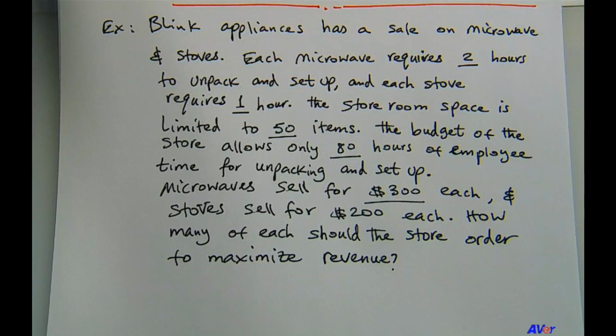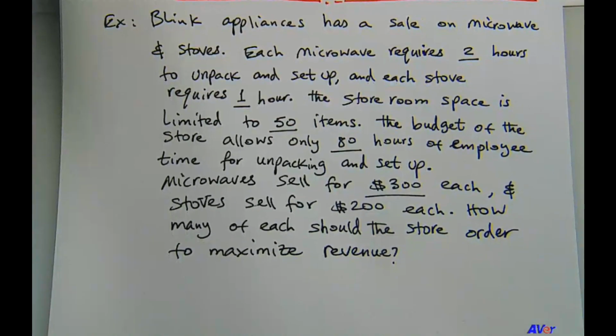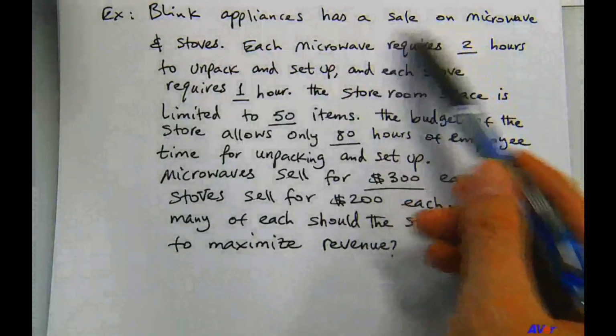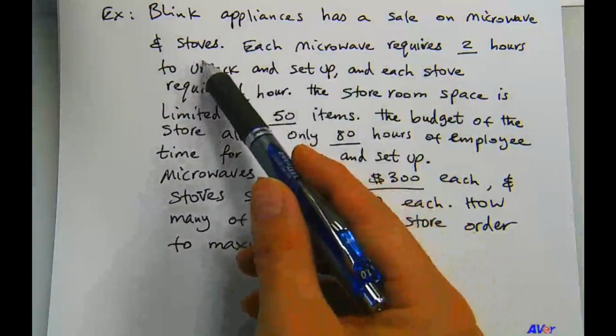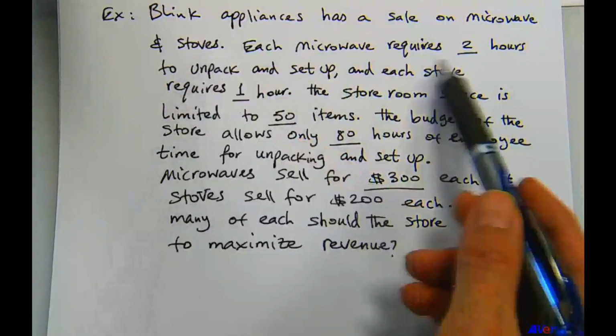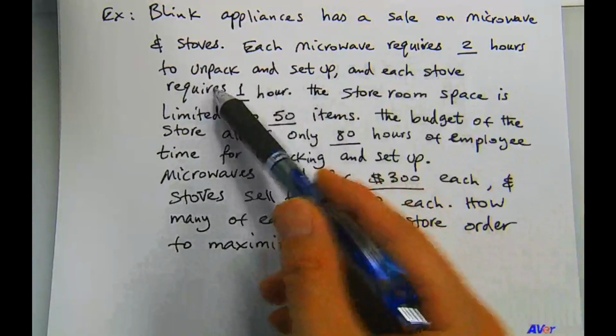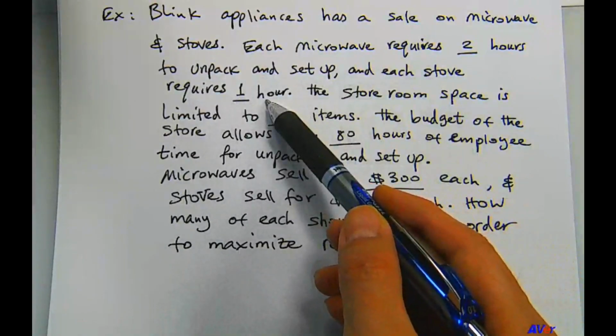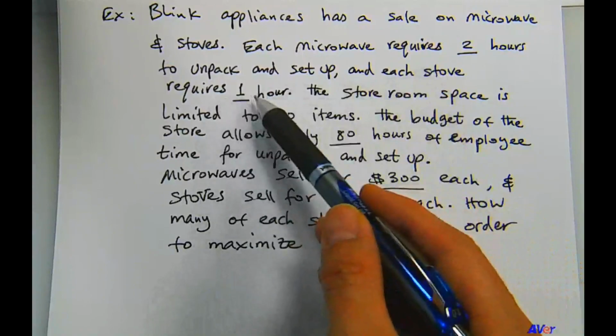So let's do that. I'm going to begin from the beginning, from the start of the problem, and organize the information first. So I'm not solving anything. I'm just organizing all this information in symbolic form. So we have an appliance company that has a sale on microwaves and stoves, and each microwave requires 2 hours, a certain number of hours to unpack and set up, and each of the stoves requires 1 hour.